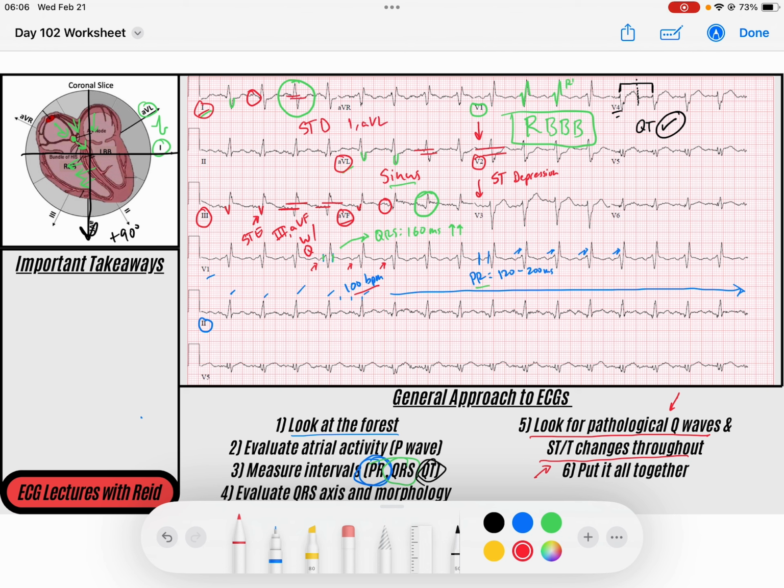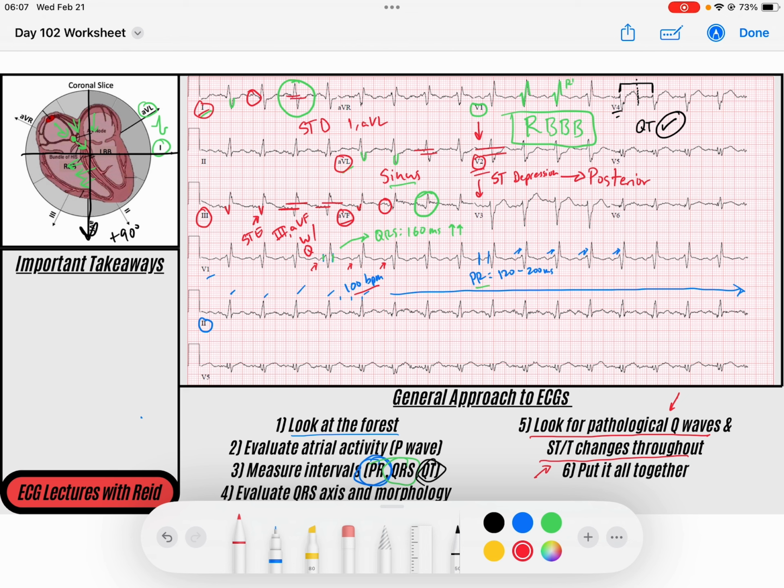That's reciprocal. But I would say that this V2 ST depression is actually evidence of posterior involvement, right? Because we don't have leads on the back of the heart, but we have leads on the front that would change in an opposite fashion. So that's what V2 is, especially whenever you have an inferior MI. And so those are the major ischemic findings on this.